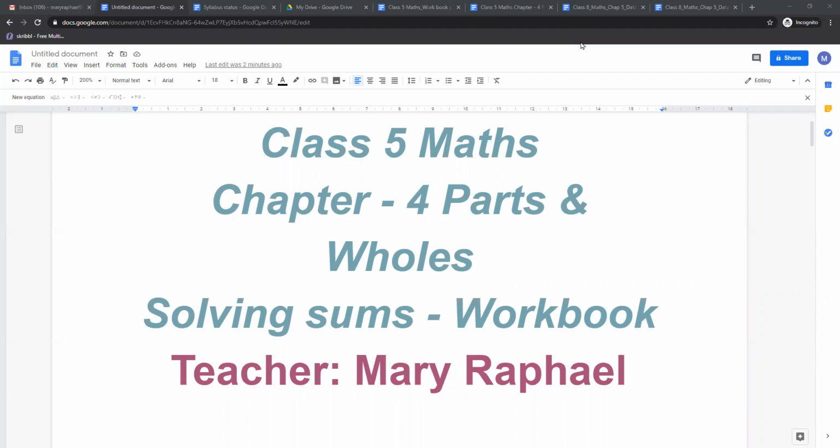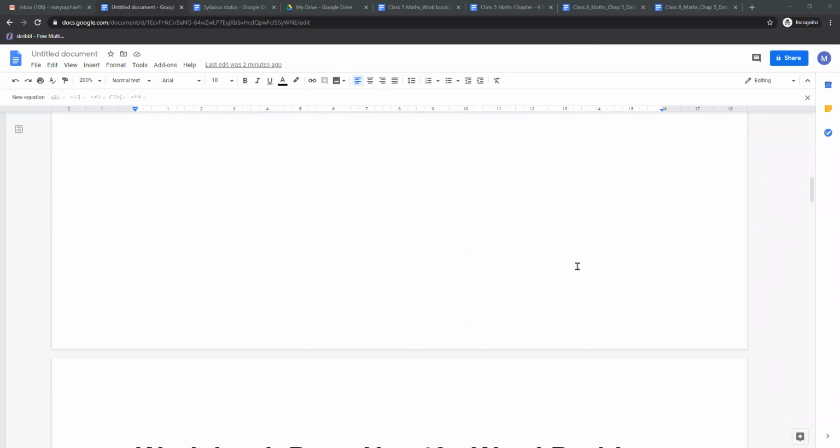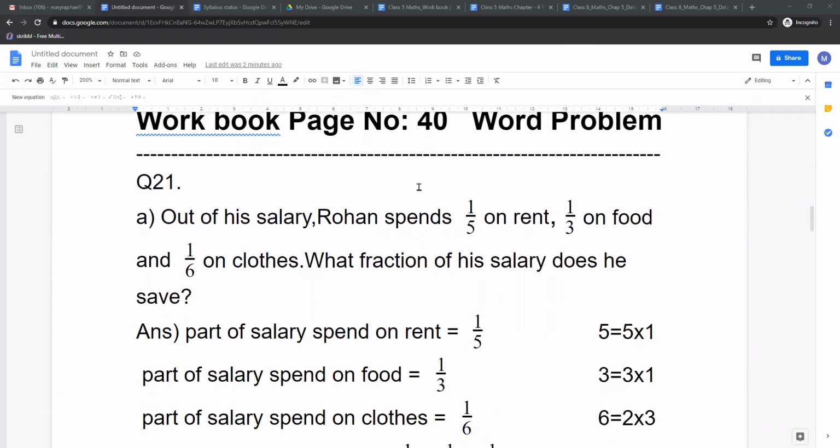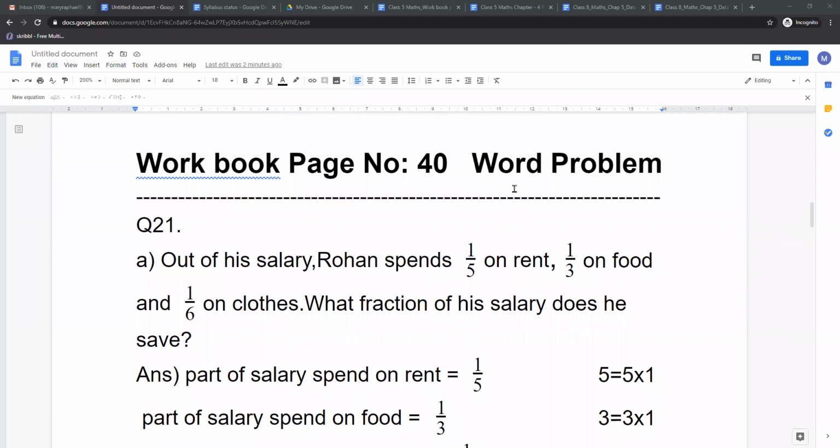Today also we are going to solve workbook sums. Today we are going to solve word problems from page number 40. Workbook page number 40, word problem.